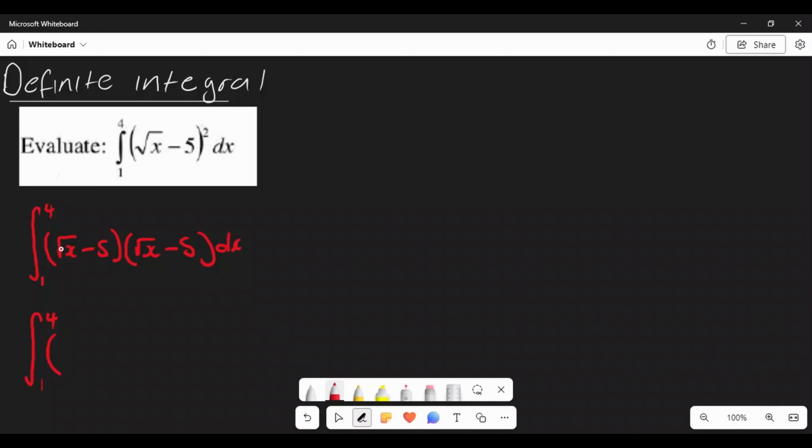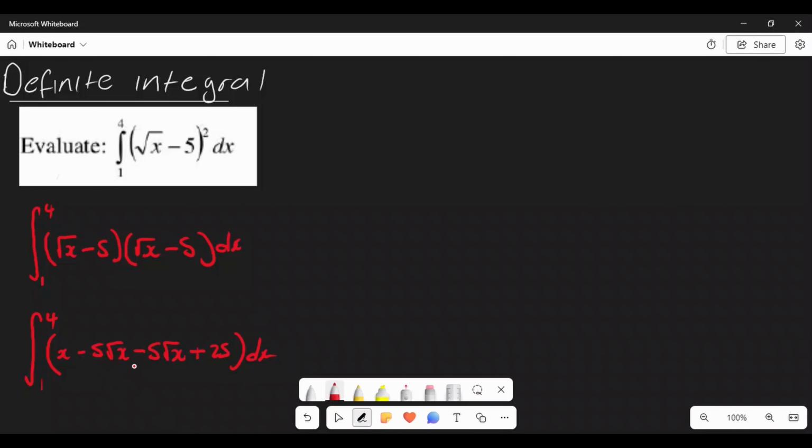So we're going to say root x multiplied by root x is going to give us x, and then root x multiplied by negative 5 is going to give us negative 5 root x. Right, and then we come to this one. Negative 5 multiplied by root x is going to give us negative 5 root x. Right, and then negative 5 multiplied by negative 5 is going to give us 25 dx.